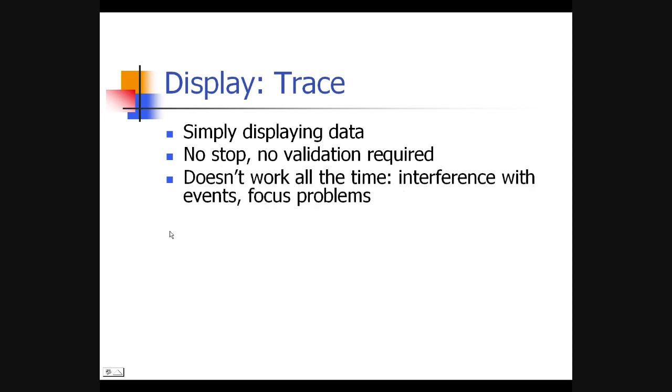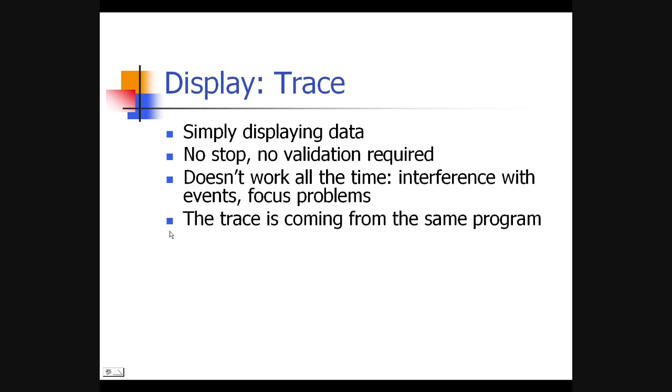But it doesn't work all the time, because it's another window coming from the same program. It can interfere with events and cause focus problems. Remember, the trace window is a window of the same program. It's a sister window, and therefore it can take the focus from your application. At a point where you suppose that your main window has the focus, it's the trace window that will take it and give it back. So events and focus problems are not solved by that.